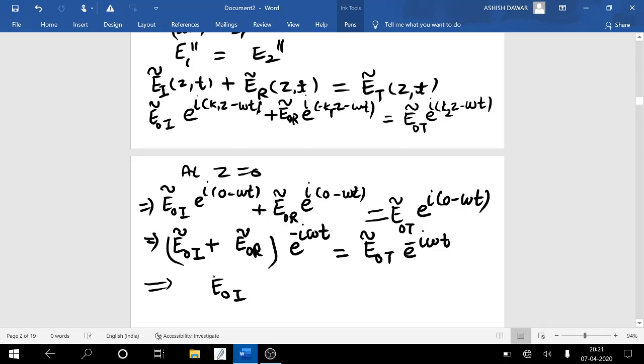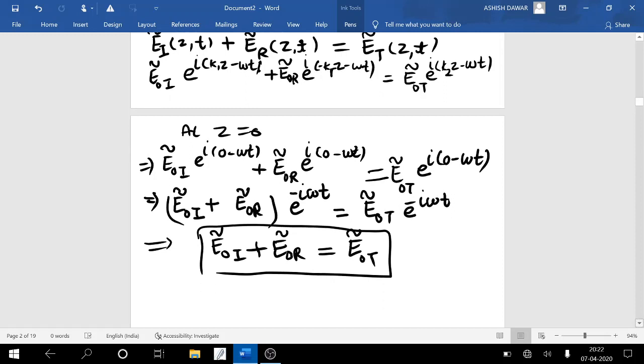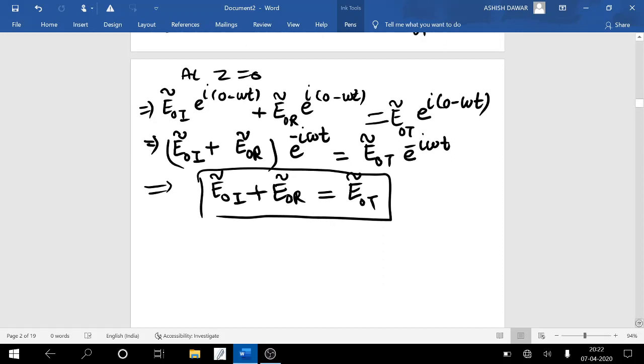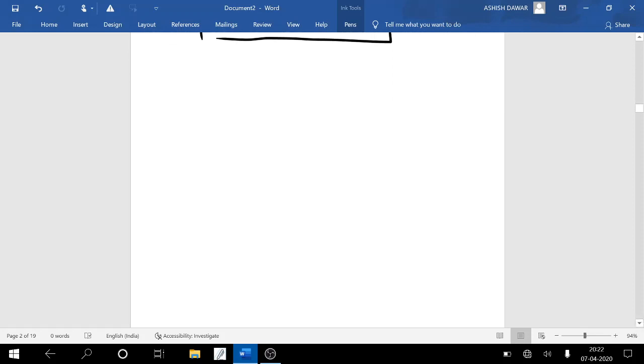E0I plus E0R equals E0t. Okay, so this equation we get by using equation number 3, that is boundary condition 3. Now we have to find the next equation using boundary condition 4.